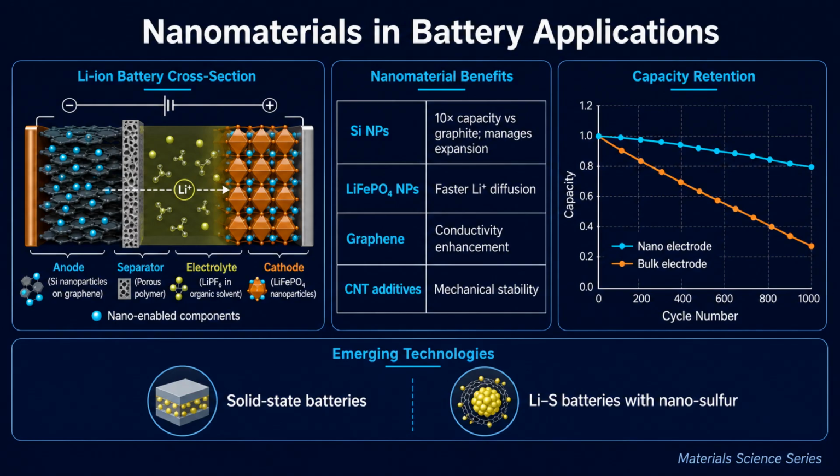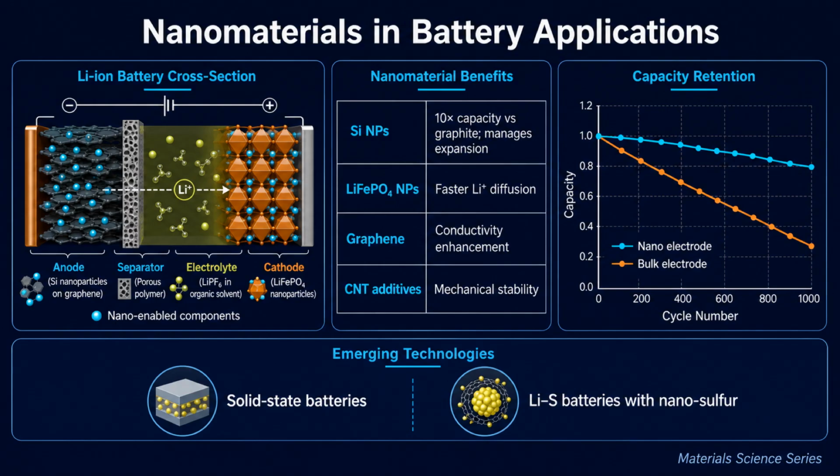Nanostructured cathode materials like lithium iron phosphate benefit from shorter lithium diffusion paths, enabling faster charging. Graphene additives improve electrical conductivity throughout electrodes. Carbon nanotube networks provide mechanical stability during cycling. Beyond incremental improvements, nanomaterials enable new battery chemistries.